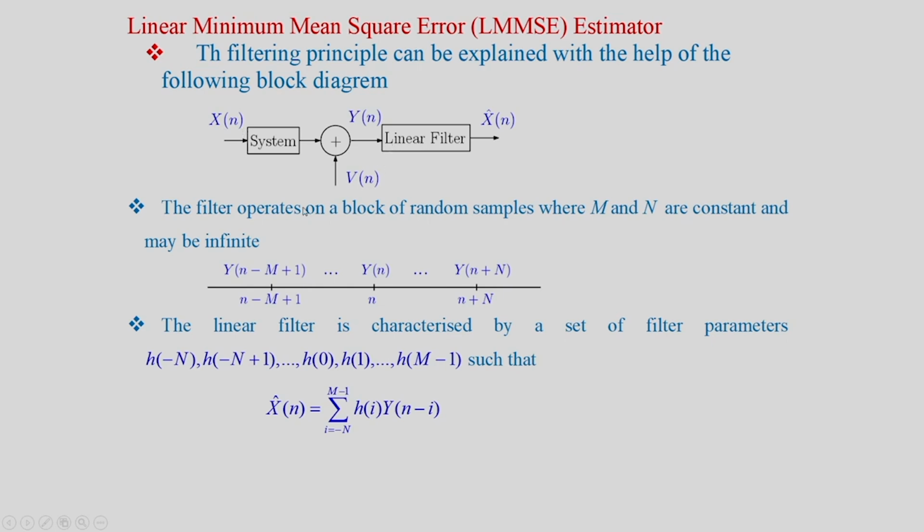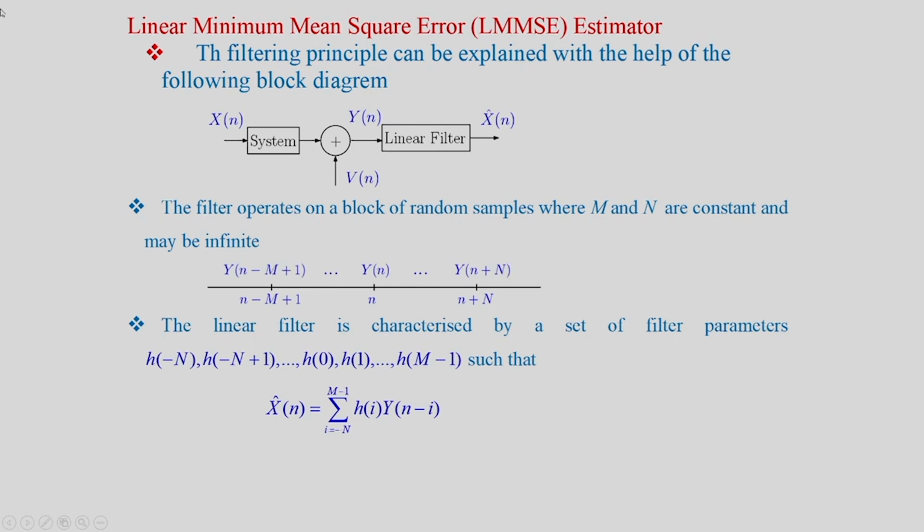Now, this linear filter operates on a block of random samples where M and N are constants and may be infinite. So, this is the block of data. It starts from n minus M plus 1, this is n, and this is n plus capital N. We have both past and future data. So, it starts at point n minus M plus 1 and ends at n plus capital N.